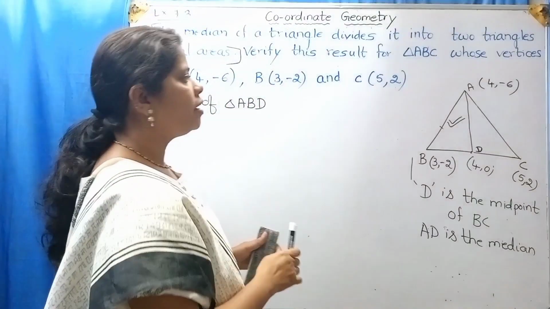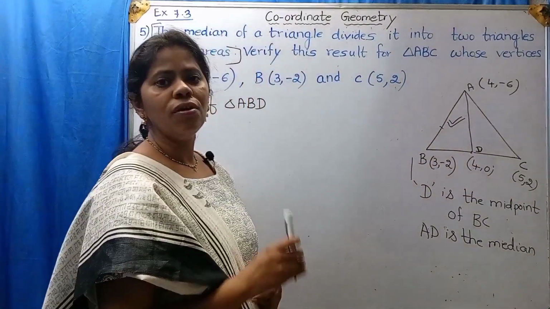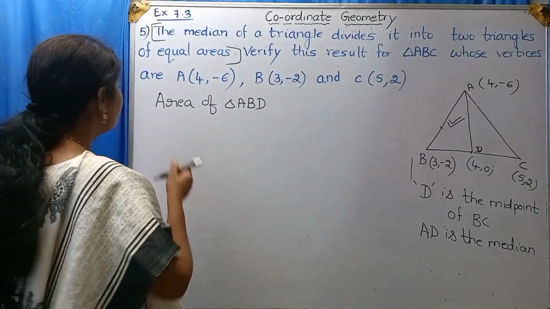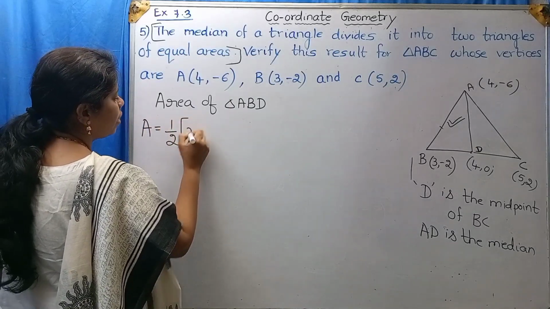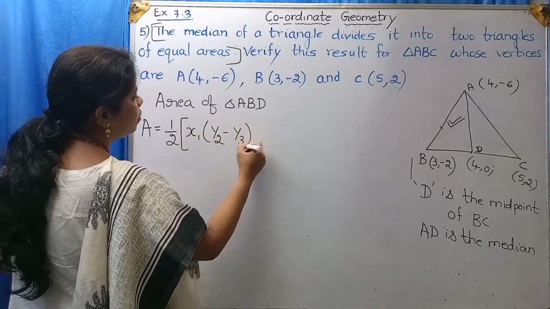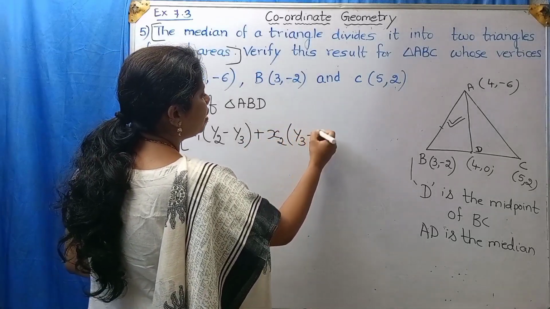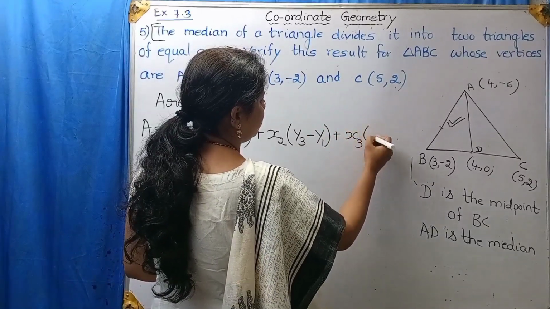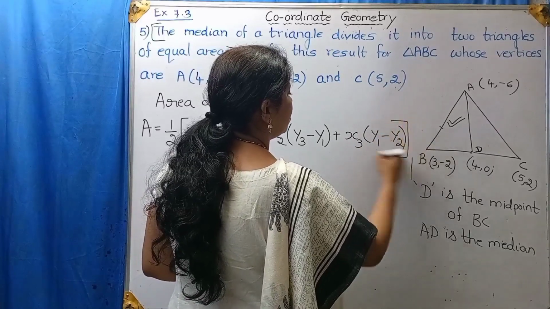In triangle ABD, we know the coordinates of A, B and D. Therefore, which formula can we use to find out the area of triangle ABD? We can use A = 1/2 [x1(y2 - y3) + x2(y3 - y1) + x3(y1 - y2)]. Isn't it?